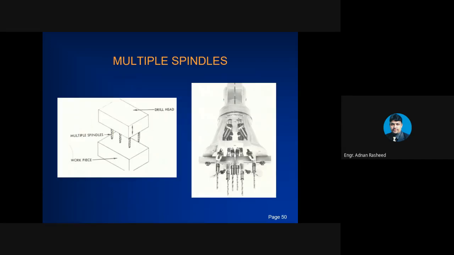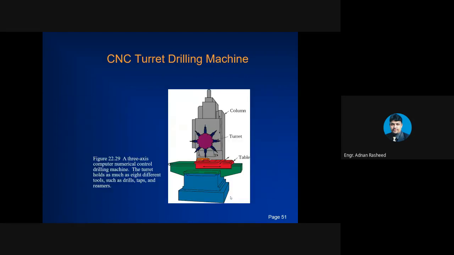We have multiple spindles also. You can see there are multiple spindles, and this is a workpiece, so you can perform drilling operations using multiple spindles, and each spindle will have a separate diameter. So based on your requirement you can use that spindle for the drilling operation, and you can also use them simultaneously. CNC turret drilling machine. We also have CNC, computerized numerical control, turret drilling machines, which can be operated by using G and M codes. So this is a typical example of a CNC turret drilling machine.